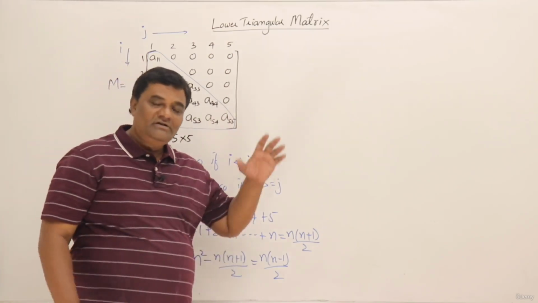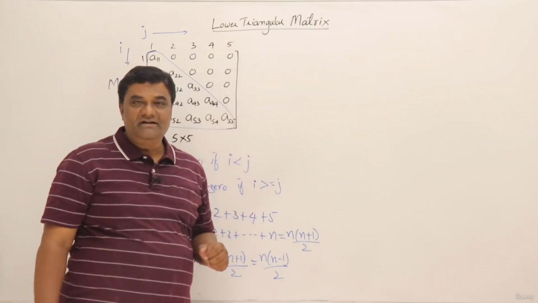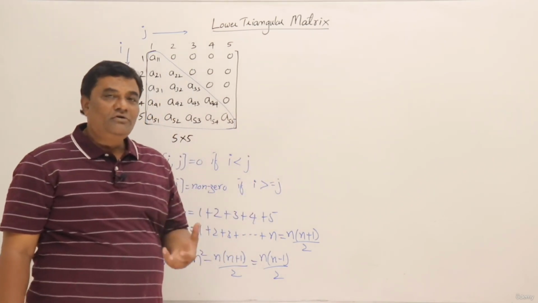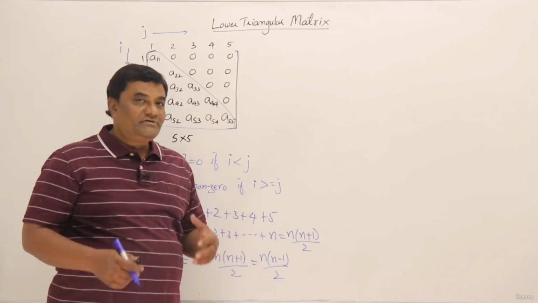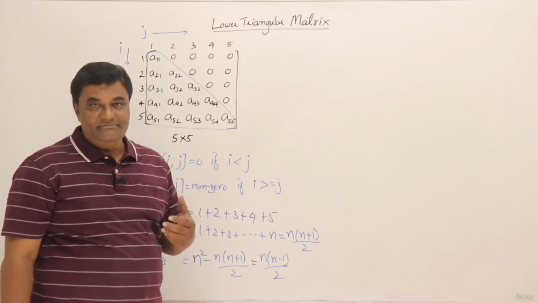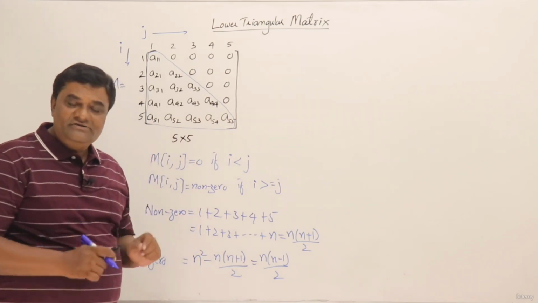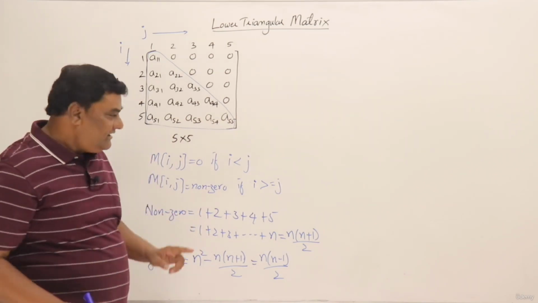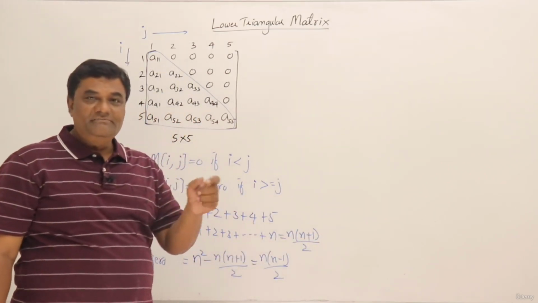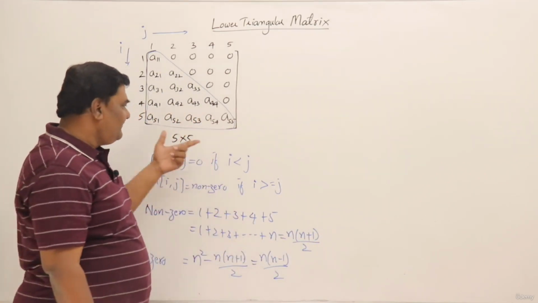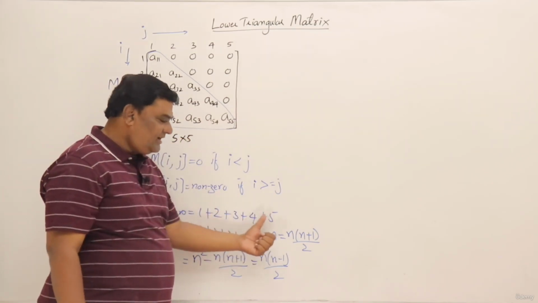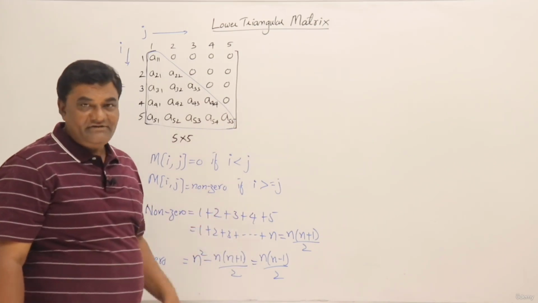Now let us talk about representing these lower triangular matrices in our program. When we want to use them in a program, we want to avoid storing zeros so that we can save memory space as well as save the time in processing zero elements. Then for storing non-zero elements, how much space do we need? There are n into n plus 1 by 2 number of elements, so we need n into n plus 1 by 2 amount of space. As per our example, we need 1 plus 2 plus 3 plus 4 plus 5, that is total 15 spaces.